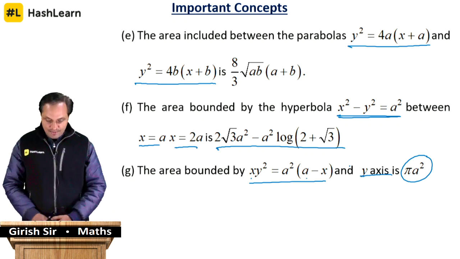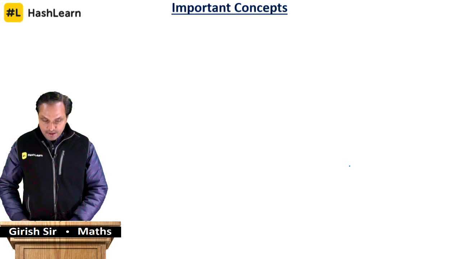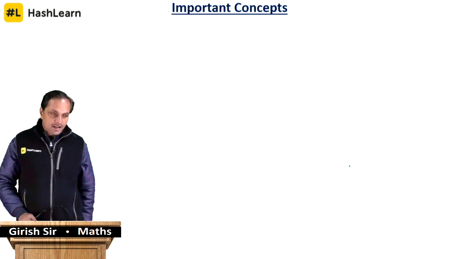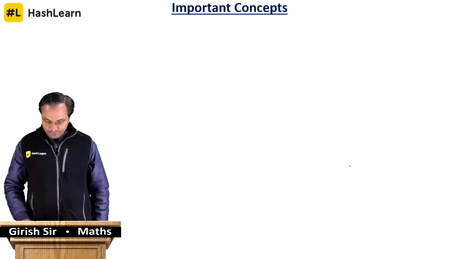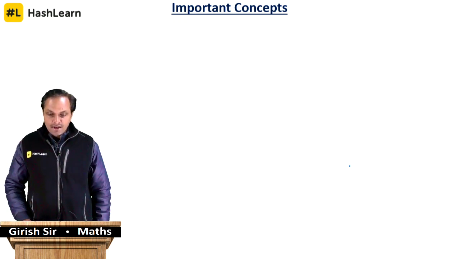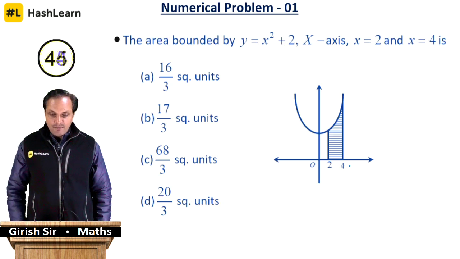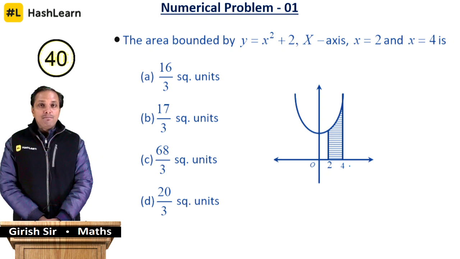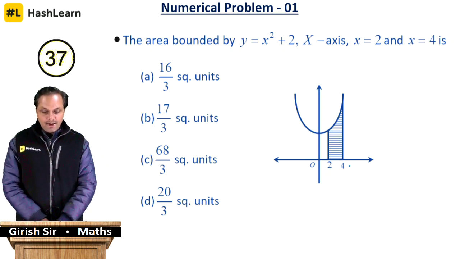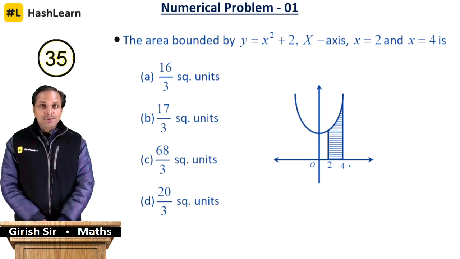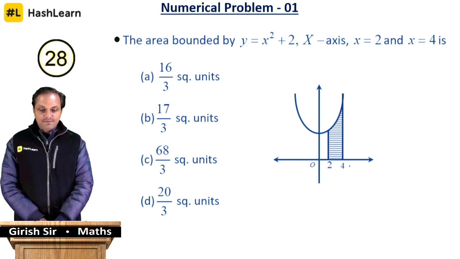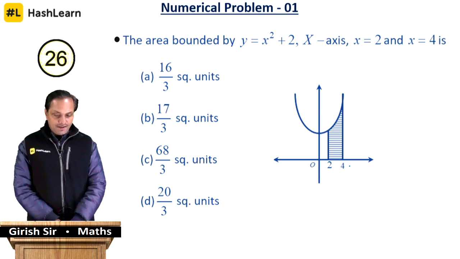So let us go to the problems. Today's problems, each and every problem will have 45 seconds. You can try them and get the right choice. So here is the first problem. Okay, so exam में आपको diagram नहीं रहता है. You need to draw the diagram, identify the lower limit and upper limit and get the answer.